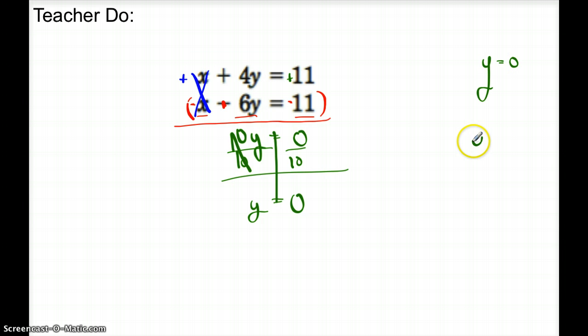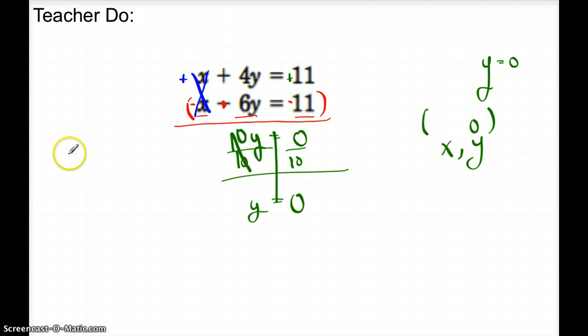So when my y value is 0, that means they're crossing at an intercept, the x-intercept. Whenever y is 0, that's my x-intercept. Now, if I know one, I can find the other. I'm going to go back to the original equations. I'm not going to go to this modified one. I'm going to go to the original.